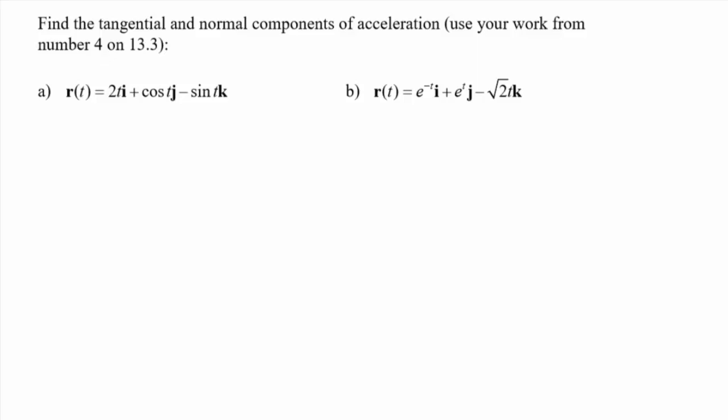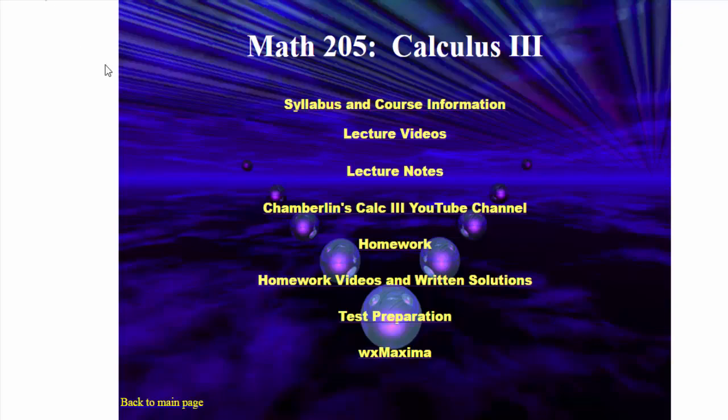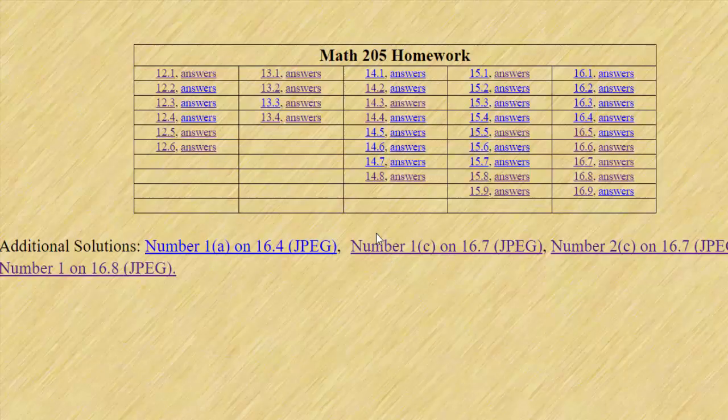So we want to find the tangential and normal components of acceleration. Use your work from number 4 on 13.3. So A is cool. So A, I think what you're meant to do here is look up what your answer is on number 4 on 13.3.